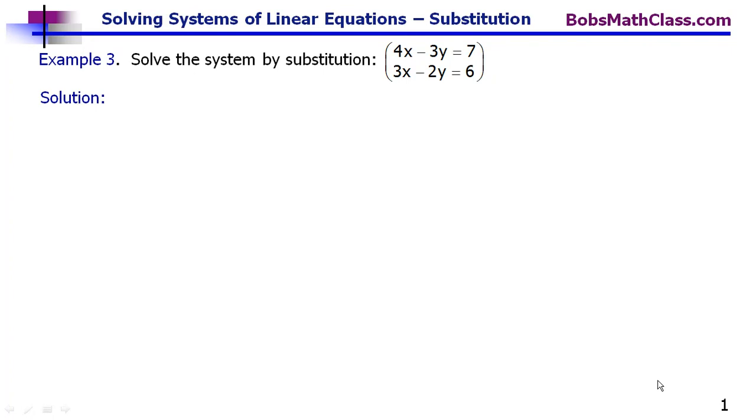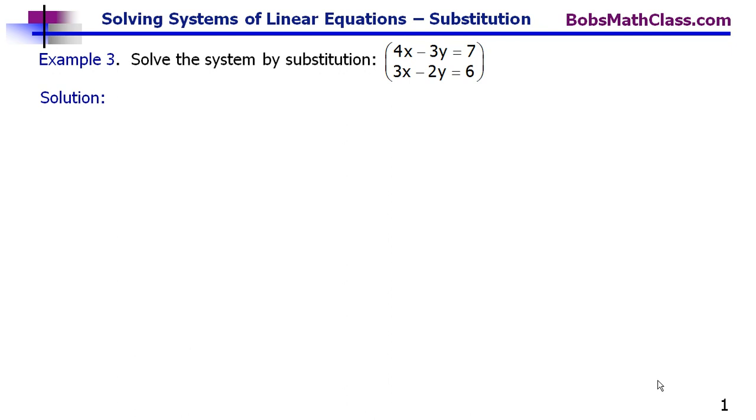Okay, we're going to do a couple more examples on solving systems of linear equations by substitution. Okay, here's example 3. We have two equations, both with x and y, and our first step is to choose one of the rows and get one of the variables by itself.